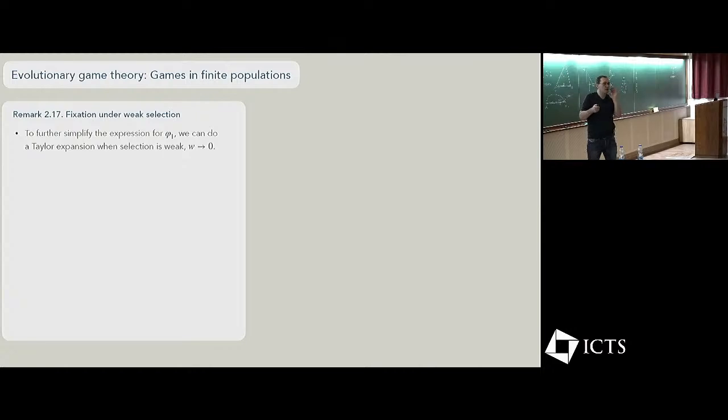Because, as often, if you look at the limit that W is very small, you can do a Taylor expansion, and you can stop after the linear term. So if you do this with the very complicated expression that we got for phi 1, you get this kind of expression. You get a term of 1 over n, and this makes sense because if W was 0, if payoffs were completely inconsequential for your fitness, the probability that one single individual takes over the whole population is just 1 over n. So this explains this 1 over n.